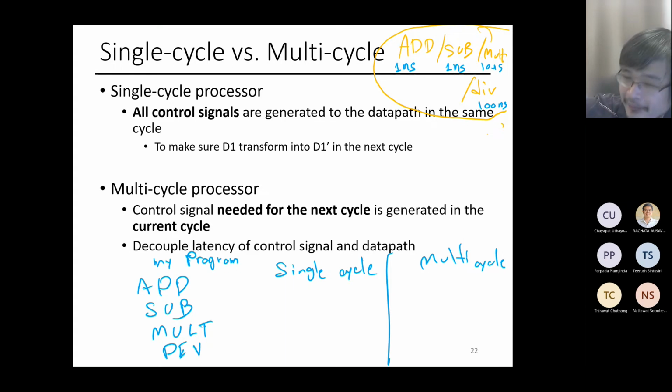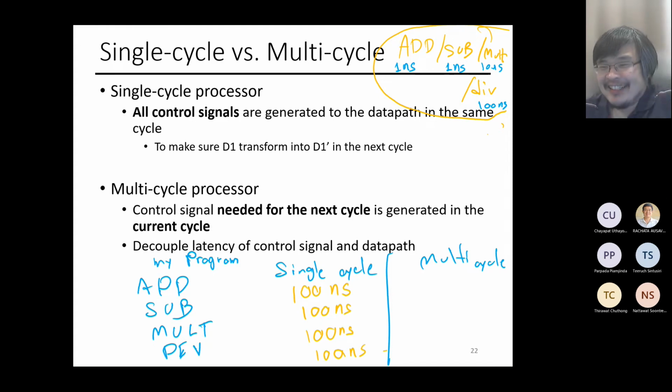In a single cycle processor, my clock has to go with the slowest instruction, which is the division, right? So now in the single cycle processor, one clock is 100 nanoseconds, regardless of what instruction I'm running. If I want to just add two numbers, I have to wait 100 nanoseconds. I want to subtract, I wait 100 nanoseconds. I want to multiply, okay, wait 100 nanoseconds. I want to divide, I wait the same 100 nanoseconds. Because that's the smallest unit, that's one clock, right?